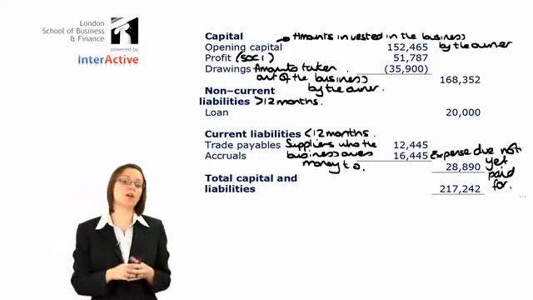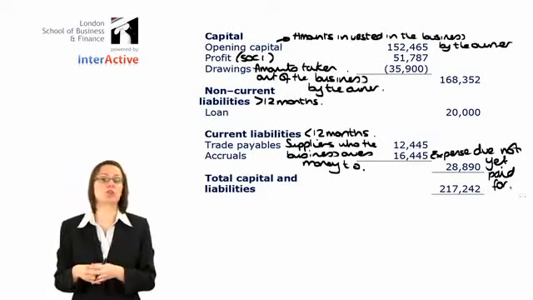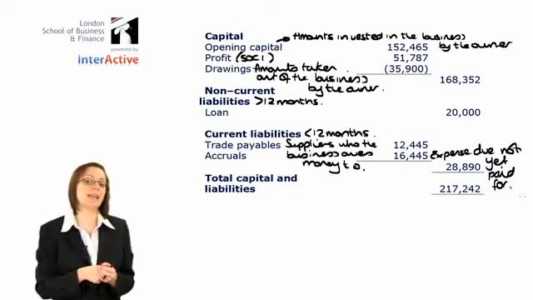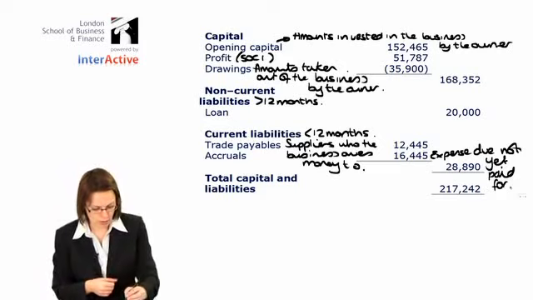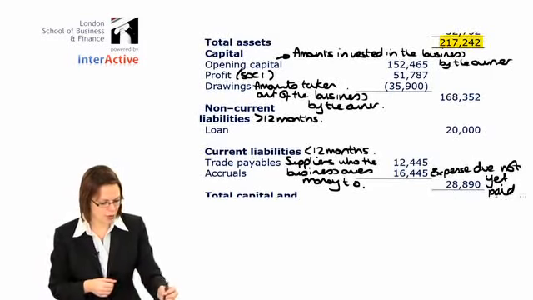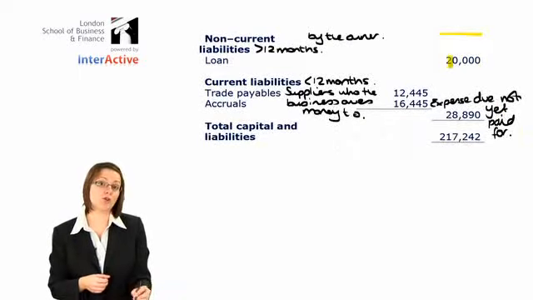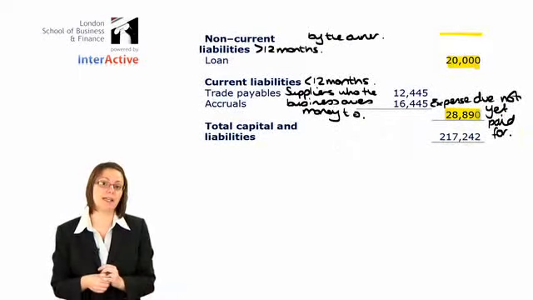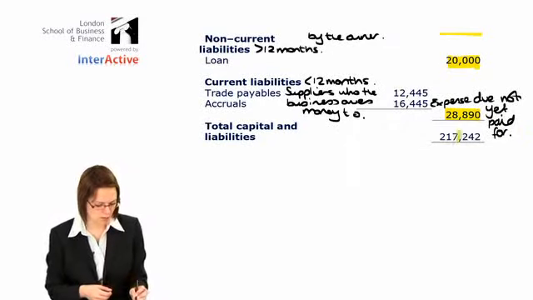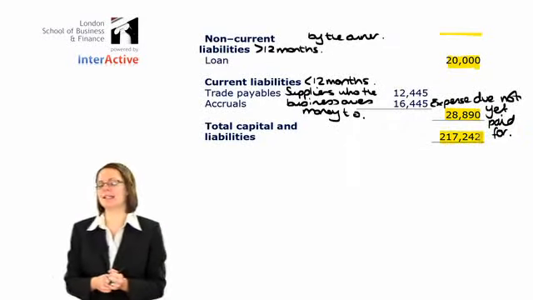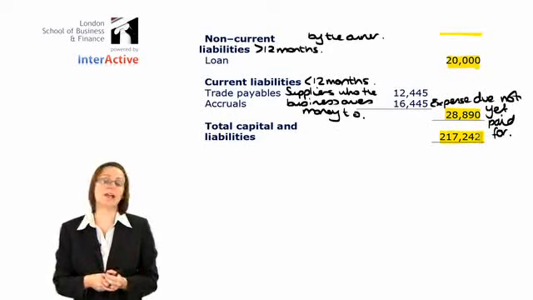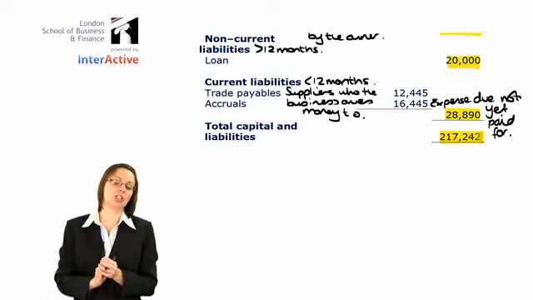So, subtotal our current liabilities, bring the total across. That's going to give you 28,890. You are going to take your capital of 168,352 plus your non-current and current liabilities, and that will give you total capital and liabilities, and that would be the bottom of your statement of financial position, now complete and underlined.